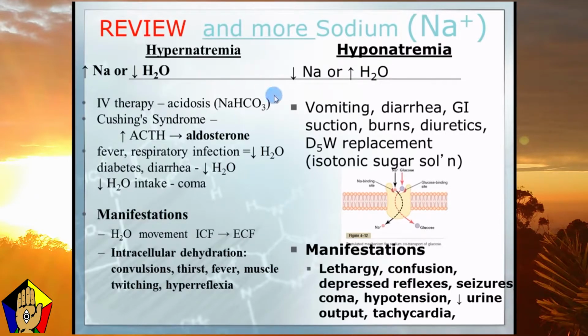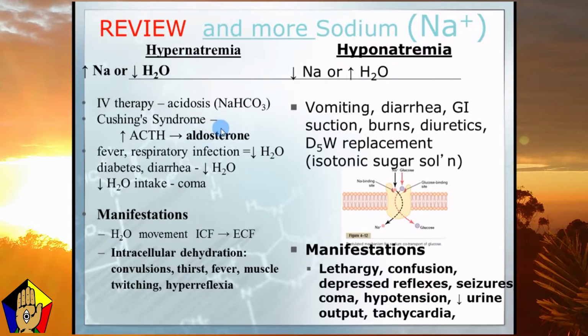Right, so just a brief overview, and this is kind of a nice little review slide. It has a little extra information that you might want to look into. But so here you have hypernatremia, and the problem with hypernatremia is that either you have too much salt or too little water. Here are some of the possible causes. So IV therapy, acidosis, Cushing syndrome with aldosterone. Okay, this is an interesting one to spend a second on. Why aldosterone? So if you're releasing too much aldosterone, why does it cause hypernatremia?